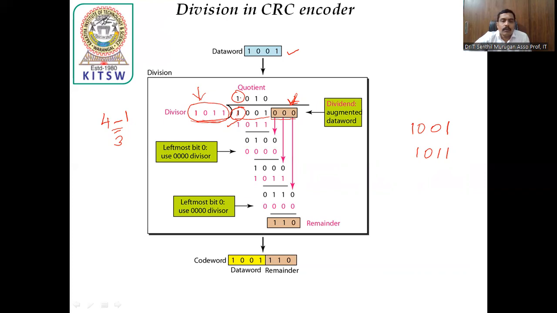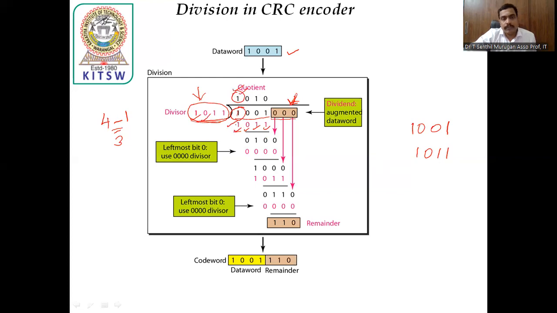1 into 1, 1. 1 into 0, 0. Again 1 into 1, 1. Again 1 into 1, 1. So the first bit is 0. Now we can apply the XOR operation, but we have to leave the first bit and add the next bit.